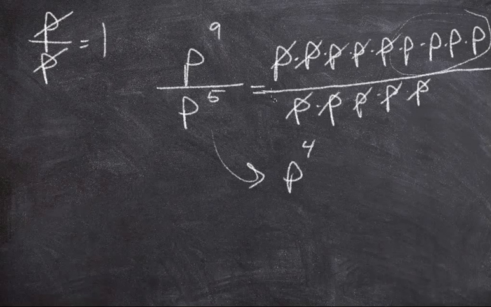Now how do we get 4 from 9 and 5? Well, we subtract. 9 minus 5. So when there's multiplication, you add the powers. When there's division, you subtract the powers. Now again, just like with multiplication, this only works when you have the same base for each of them. If this was p and this was q, you would not do anything. You could not simplify that any further.